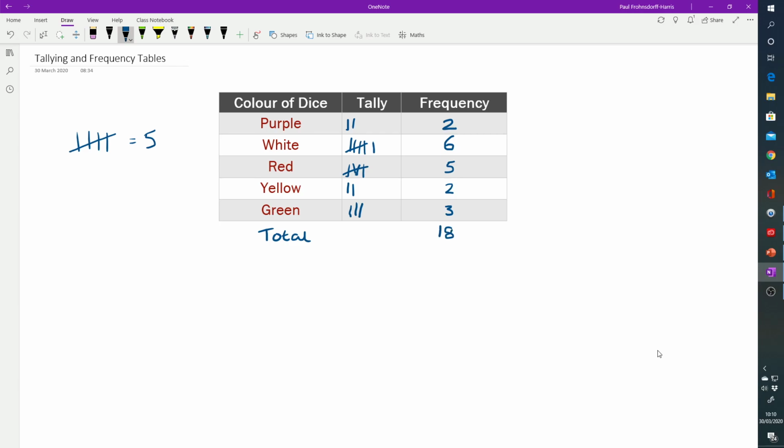Now you can notice, tallying is often best used for data when there's hundreds of dice or hundreds of bits of data. We're just doing 18 for now. So we're just using it to show us how it works.